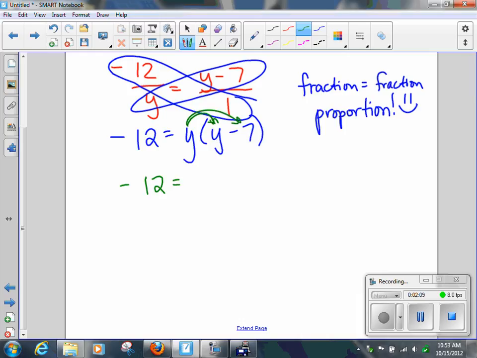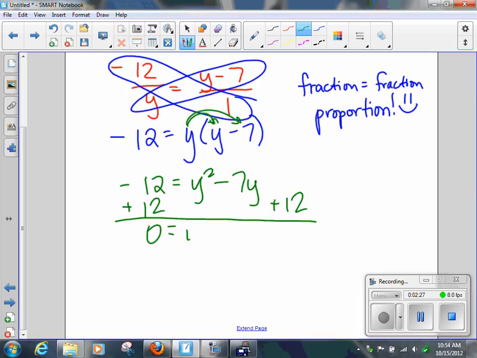Negative 12 is equal to y times y is y squared. Y times negative 7 is negative 7y. Folks, I've got a quadratic equation. What do I do now? Bring the 12 over, and I've got that equation equal to 0. And I can solve it. Do I know 2 factors of 12 that when I add give me 7? 3 and 4.